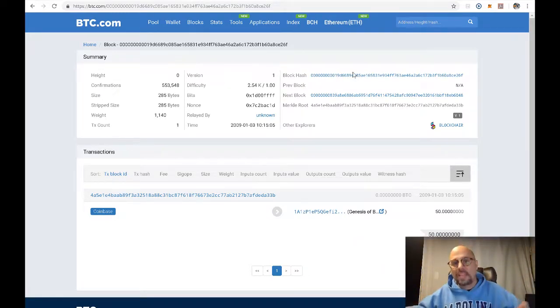So what is all of this data? What is a hash? What is a digest? Let's talk about that. When you have a set of transactions, these transactions come into what's called the mempool.